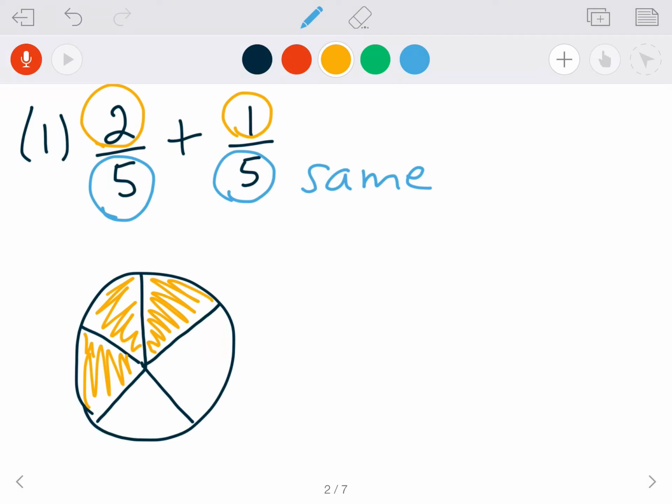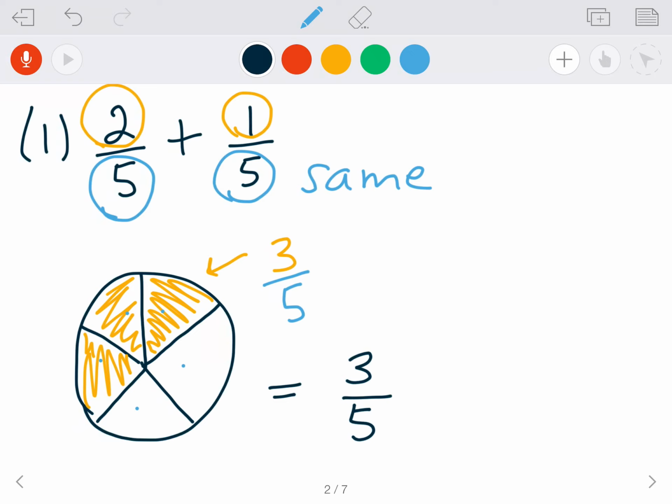Now how many pieces are colored yellow in total? 3. And how many pieces are there in total in the whole circle? We have 1, 2, 3, 4, 5. So 3 out of 5. So then our answer is 3 out of 5.